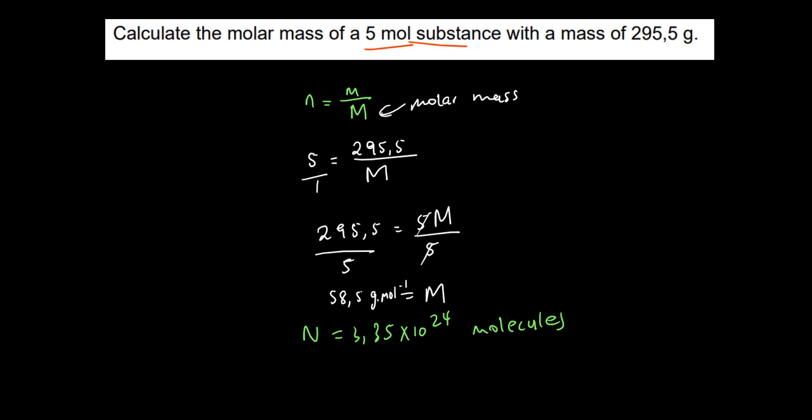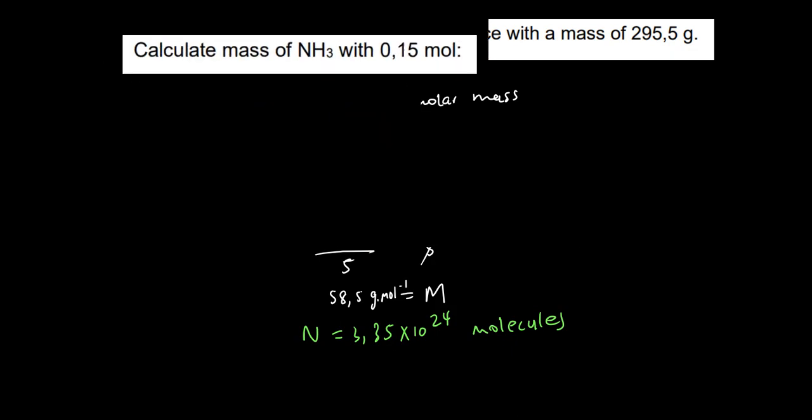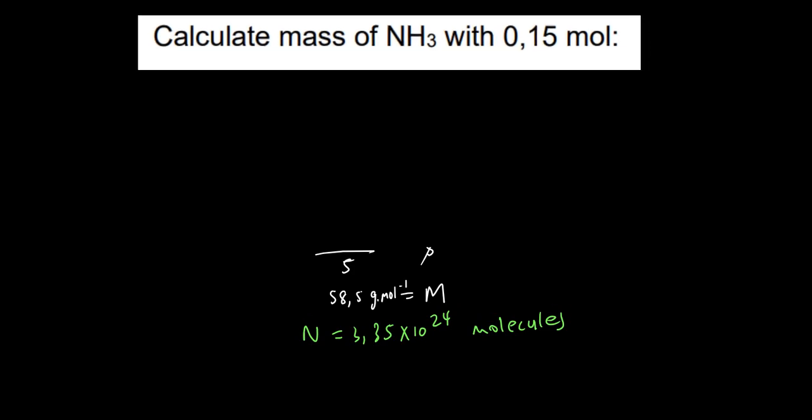Great. Let's try this one. So try this one. It says calculate the mass of NH3 with 0.15 moles. Calculate the mass of NH3, the mass of ammonia, with 0.15 moles.